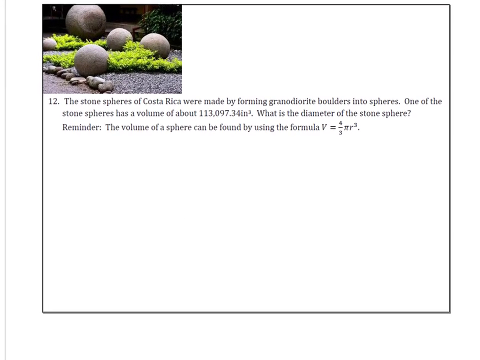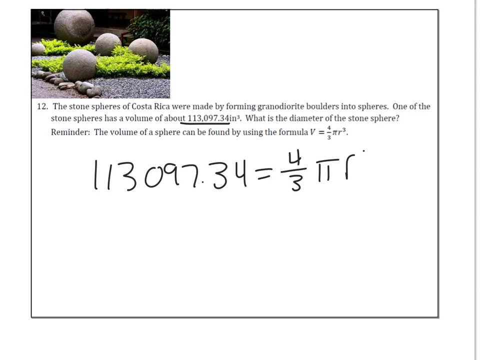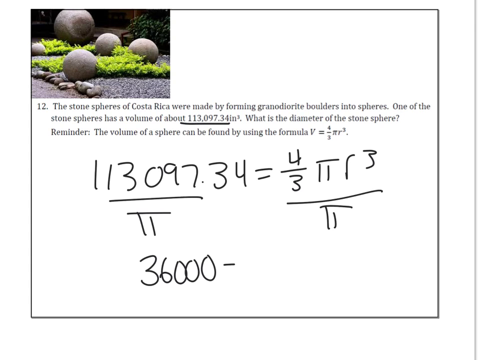So the stone spheres of Costa Rica are made by forming, I don't know how to say that word, boulders into spheres. One of the stone spheres has a volume of this. What is the diameter of the stone sphere? So I have this equaling 4/3 pi r cubed. So divide by pi. And that gives me 36,000.